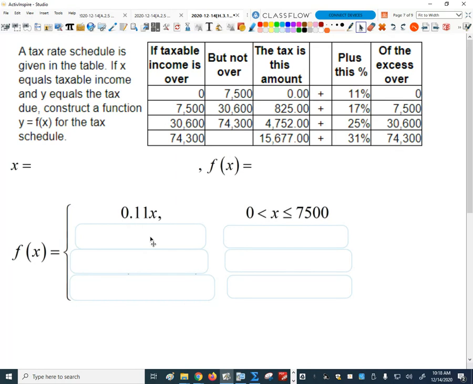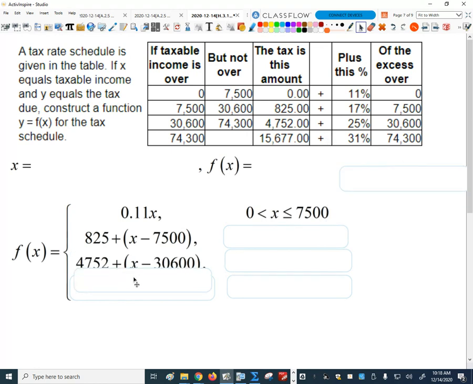Wait, Andrew, you got your hand up. What do you think? So I think it would be 0.17, and then in quotations you would do X minus 7,500, and then close the quotations and then say plus 825. There you go. Yeah, good, right? Because we have 825 plus 17% of X minus 7,500, right? We're only taxing at that. Oops, I forgot the 17%. Darn it. Oh, I wonder if I did that for all of them. Yeah, I did. So I got to fix that.